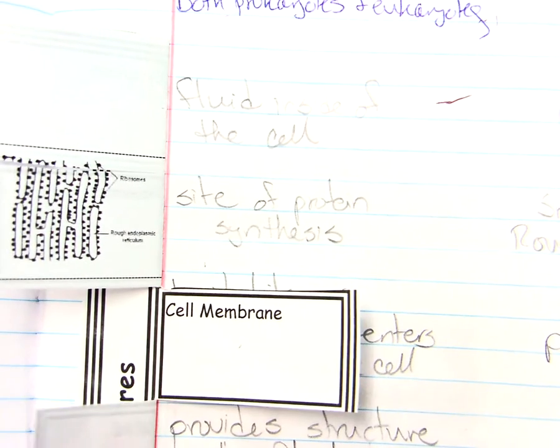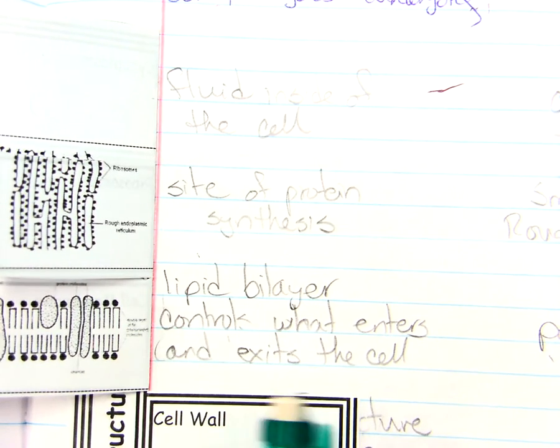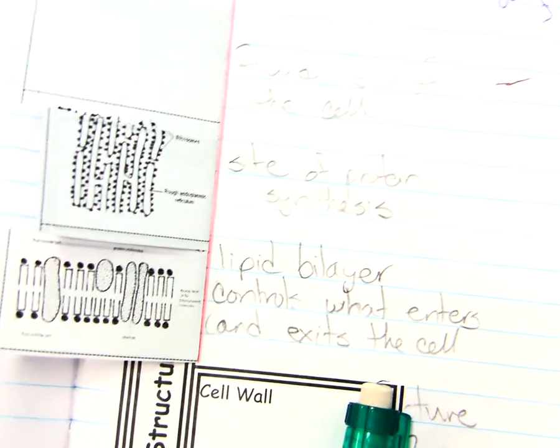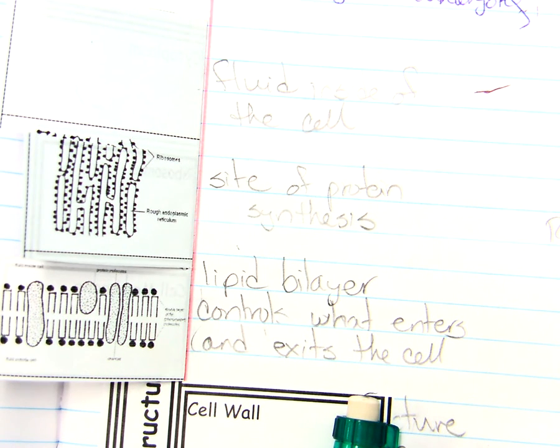Cell membrane is a lipid bilayer. So what look like little heads and legs are little lipid molecules. It's going to control what enters and exits the cell.